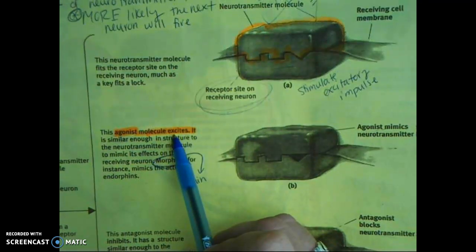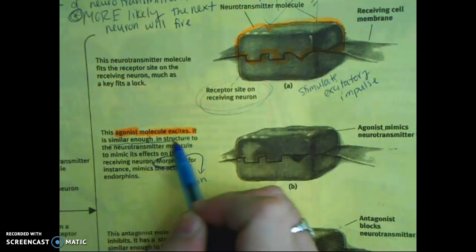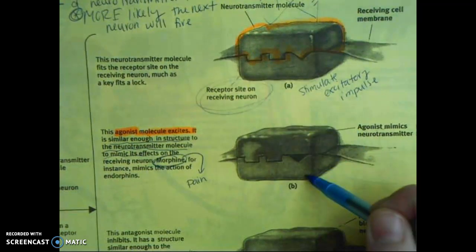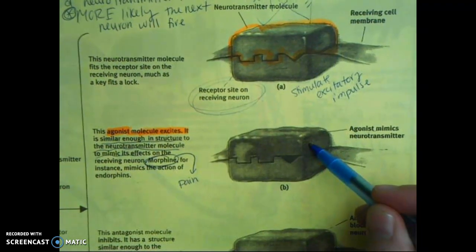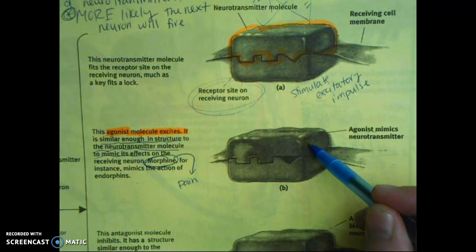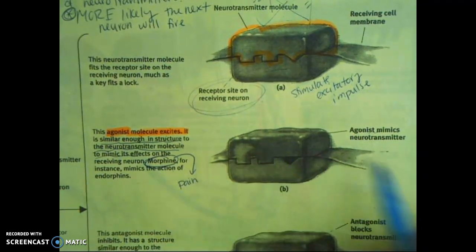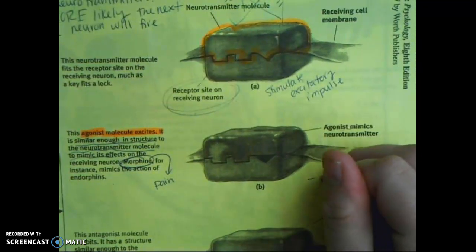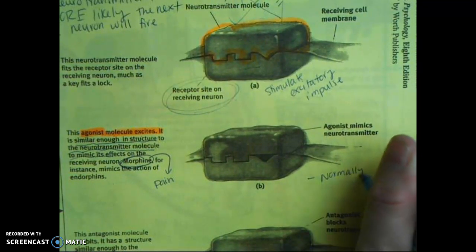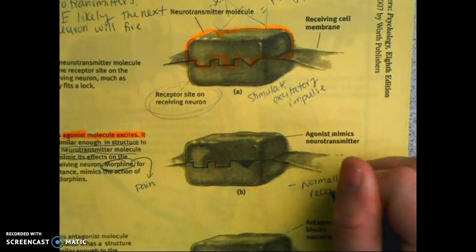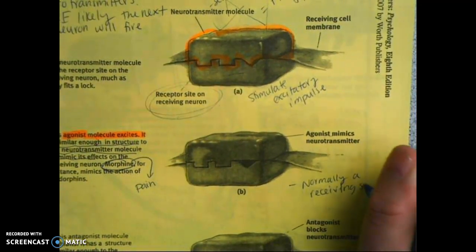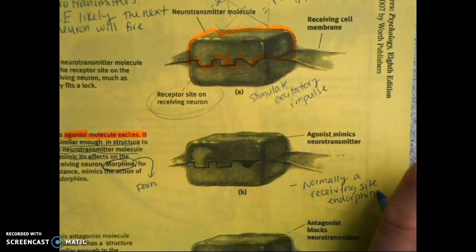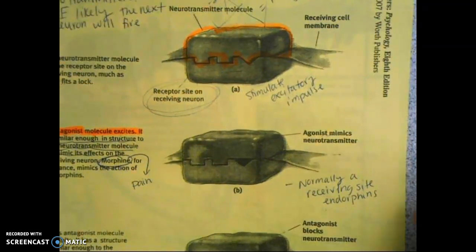And the way it excites the receiving neuron is it's similar enough in its structure to a neurotransmitter that it's going to trick the receiving neuron into thinking that it actually is the neurotransmitter. So if you look, let's say in this case, the normal spot, right? So this is, let's say, normally a receiving site for endorphins, right? So endorphins are chemicals. They're not technically neurotransmitters, but we'll go with it in this case, okay?